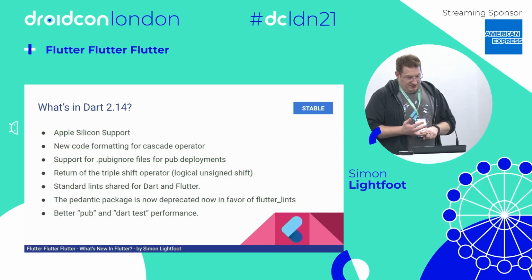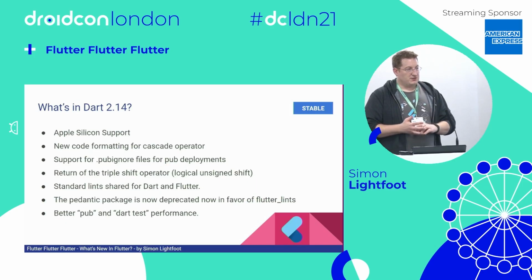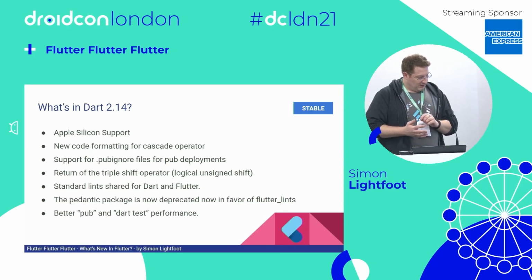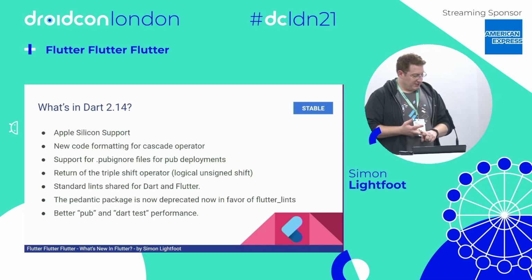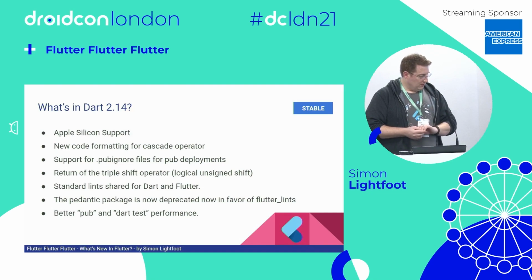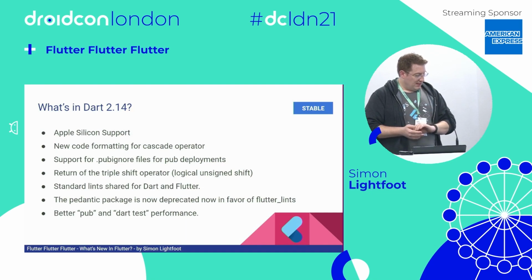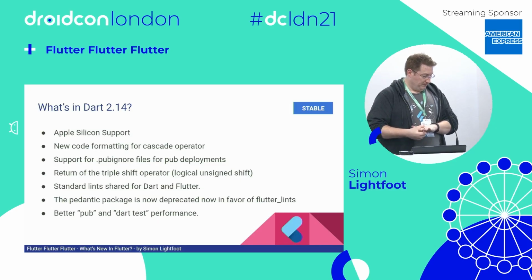We've got new code formatting support on the Cascade operator, which is actually quite handy because there's some situations where it was really kind of annoying. Pub ignore, triple shift, that's a logical unsigned shift rather than the arithmetic shift of the double arrow. New lints, and now the pedantic package is deprecated in favor of the Flutter lints package.